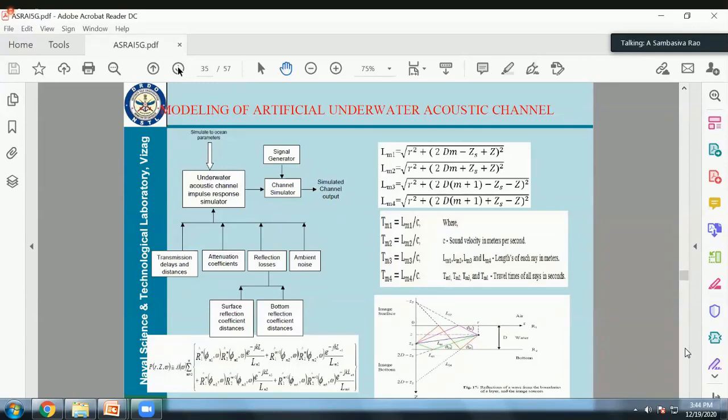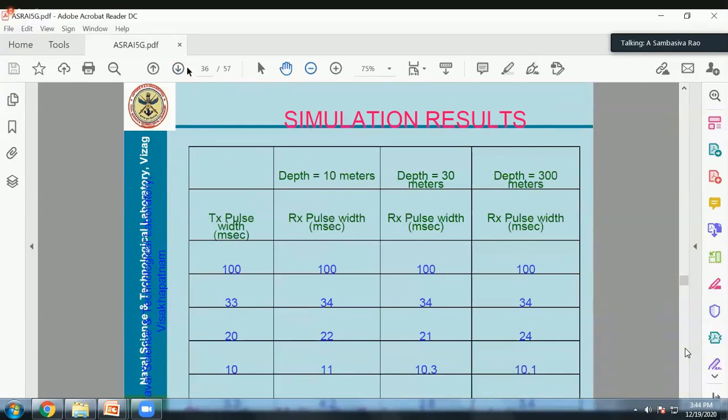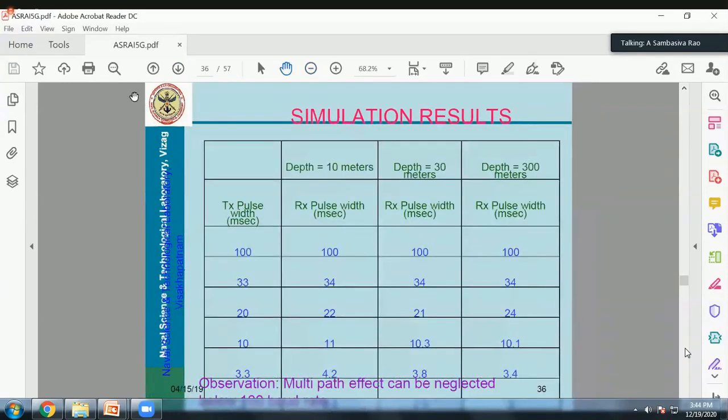In the channel model I developed, the depth is 300 meters. I transmitted a 100 millisecond pulse width in the channel model, and I observed the pulse output received from the channel. At 100 meters there is no effect. This is for different depths, for different geometry parameters. If I change my pulse width, then what is the effect? I studied the propagation effect.